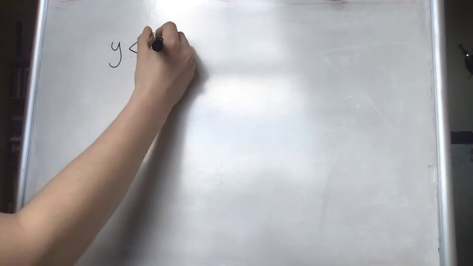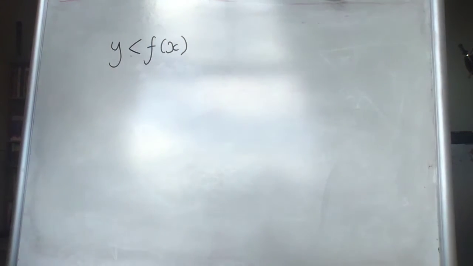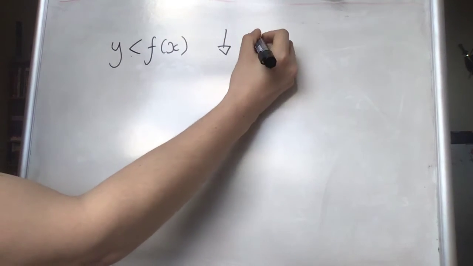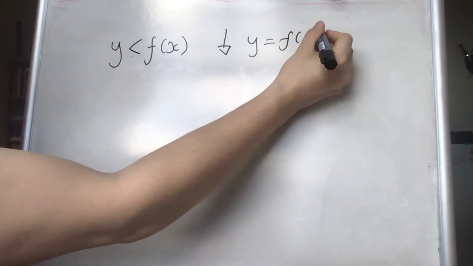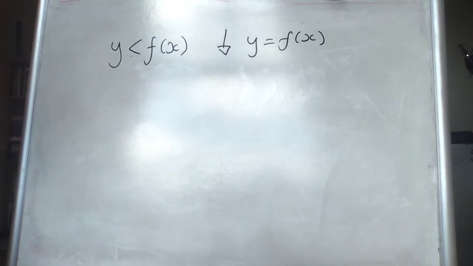In this video, we're going to be talking about regions, and you can use shading on graphs to identify regions that satisfy linear and quadratic inequalities. So if we have something like y is less than a function of x, then this represents the points on the coordinate grid below the y equals f of x line.